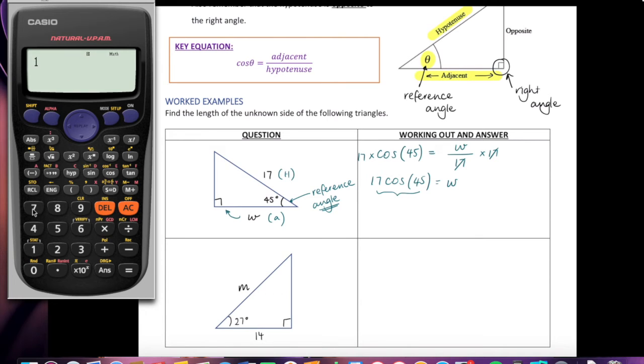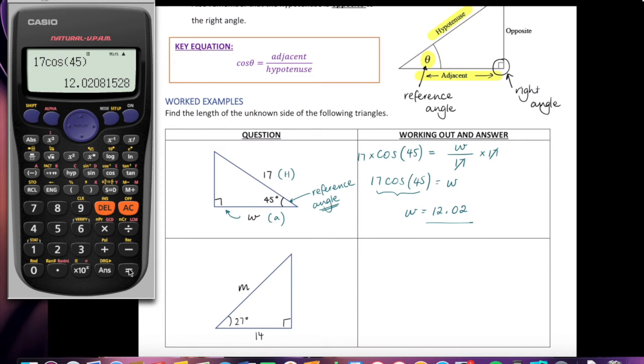I'm going to type in 17 times cos. And then inside the bracket, you should be writing your reference angle. And it equals, or W is equal to 12.02 units in length. So what we've just found is that the length of W is 12.02 units.